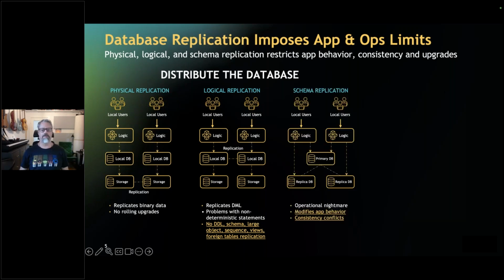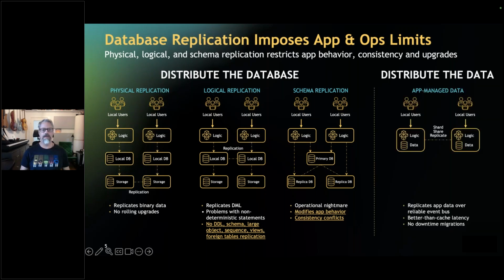Thirdly, we have schema replication, and it has a lot of benefits, of course, but it can also be very hard to operate, because you can run into situations where it actually modifies the application behavior. So it's not always completely transparent. You can run into things like consistency conflicts in different replicas and so on. So in my experience, it's better to not distribute the database, the thing underneath the application, but actually distribute the data itself.